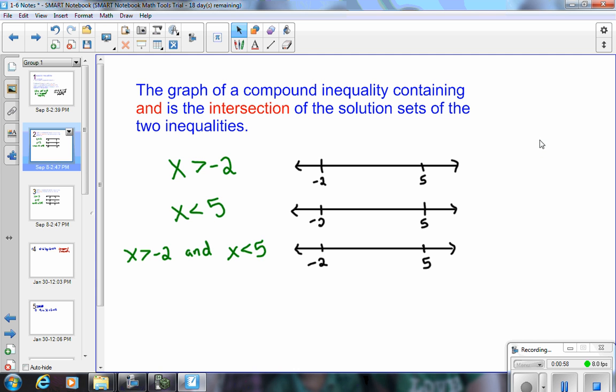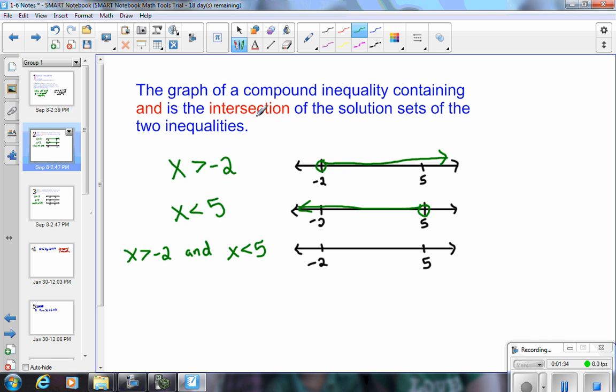If you were to look at the graph of a compound inequality that contains and, that actually is the intersection of the solution sets of the two inequalities. So I'll show you what I mean. If we graph x is greater than negative 2, remember that's an open circle and we're going to the right. And now I'm going to graph x is less than 5. So that's an open circle going to the left.